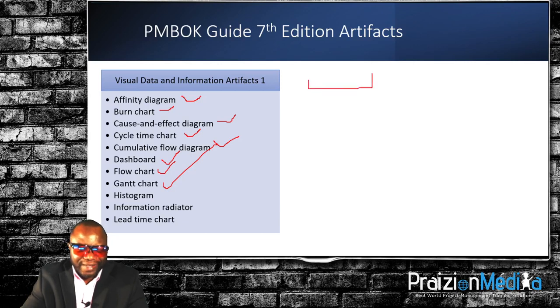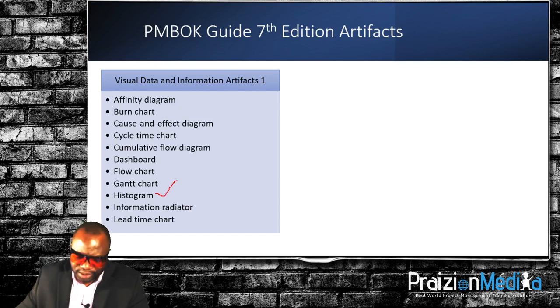You've probably seen these kind of horizontally looking bar charts in Microsoft Project or in Smartsheet. That is precisely what this refers to. All right, let's go to the next one, histogram. Histogram is a bar chart showing graphical representation of numerical data. Next one is information radiator.